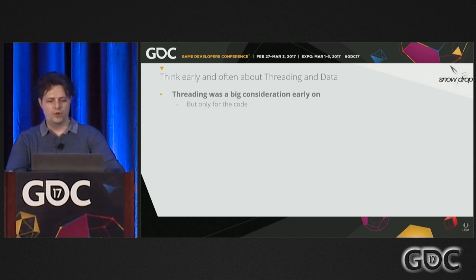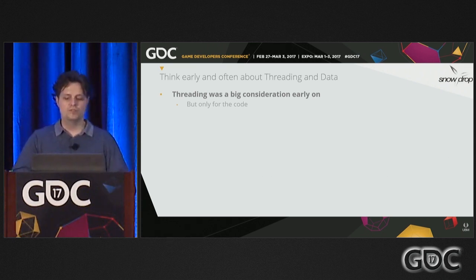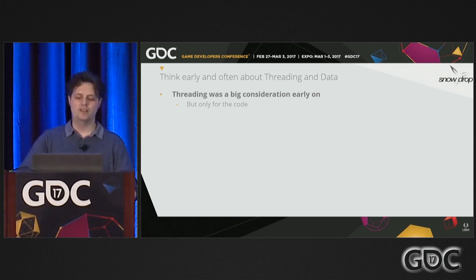To get the most out of your code, I think threading and data need to be in the back of your minds at all times. Multi-threading was considered a lot for the internals of the UI system, but not as much for the users. We had a lot of hard-to-track issues towards the end that could have been prevented with some tools for our users to manage their data better.